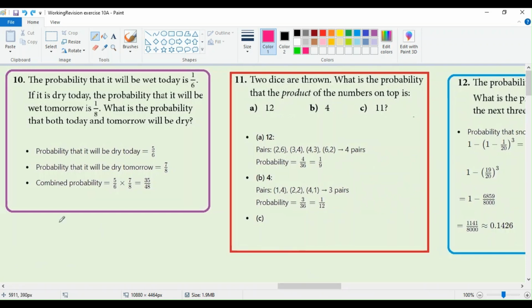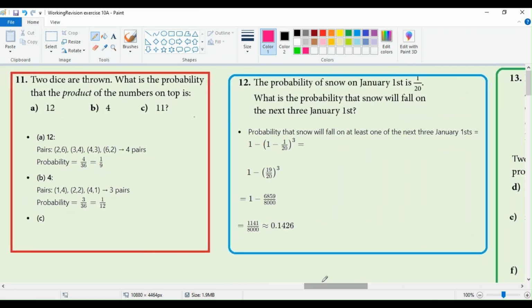Here it says the probability that it will be wet today is 1 over 6, that is 1 out of 6 days. If it is a dry day today, the probability that it will be wet tomorrow is 1 over 8. What is the probability that both days will be dry? The probability that it will be dry today is 5 over 6. The probability that tomorrow is also dry is 7 over 8. When we combine the probabilities of both, 5 over 6 times 7 over 8 gives you 35 over 48.